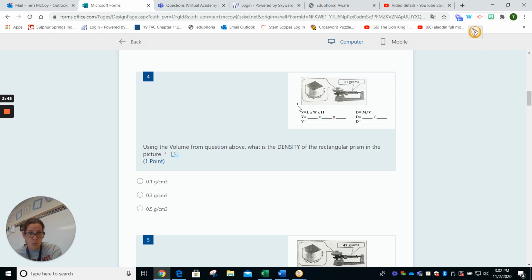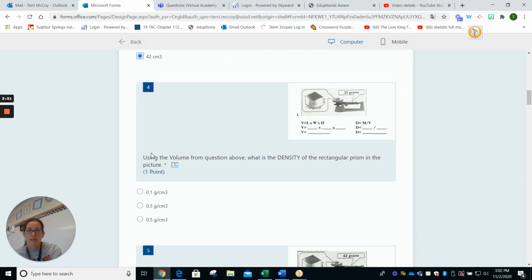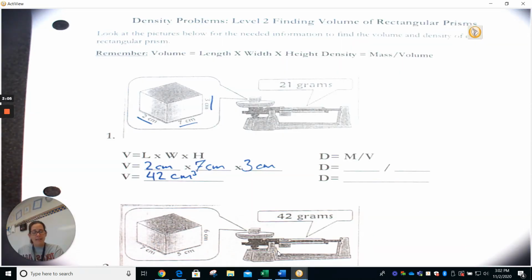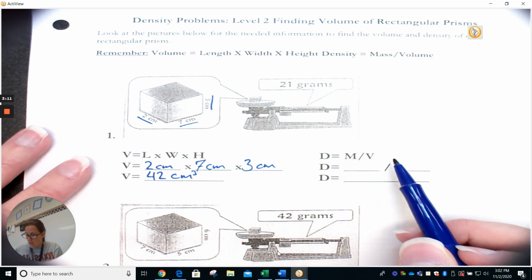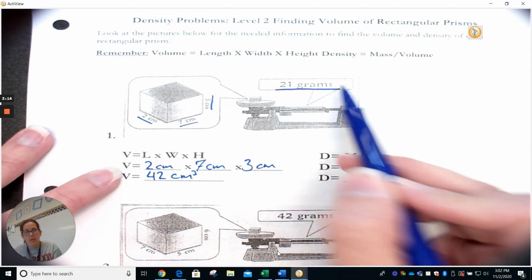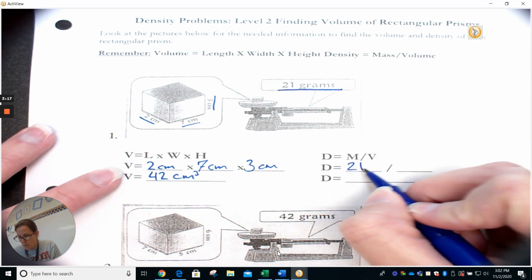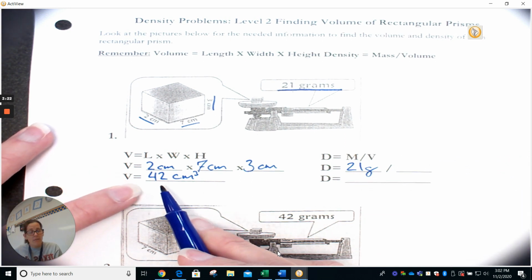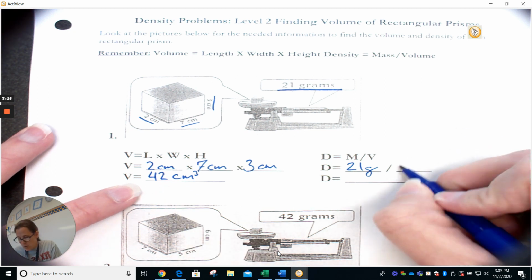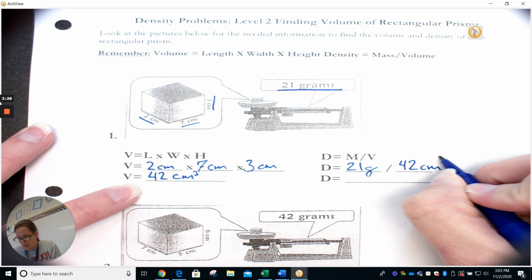Same problem here. You see that number 1? Same one. This is using the volume from the question above. What is the density of the rectangular prism in the picture? So we've still got the same numbers. So let's look and figure out our density. So density equals mass divided by volume. Our mass, it tells us right up here in the picture, is 21 grams. Okay, so we're going to divide that by the volume that we just figured out. Our volume is 42 centimeters cubed.